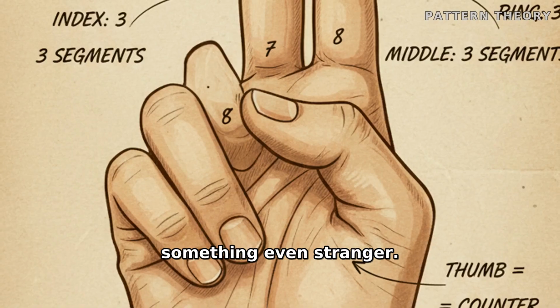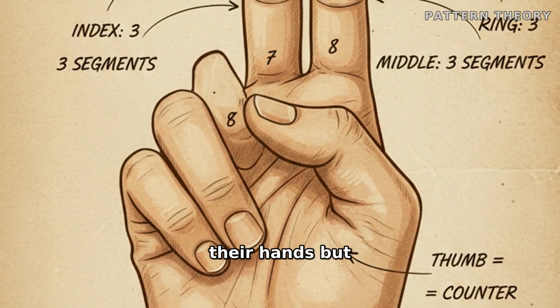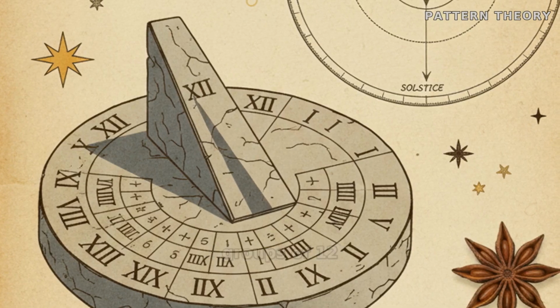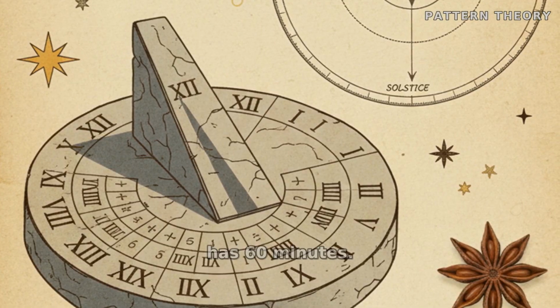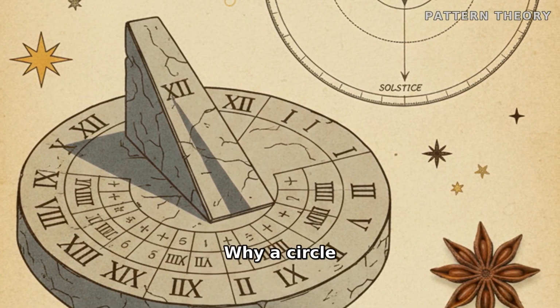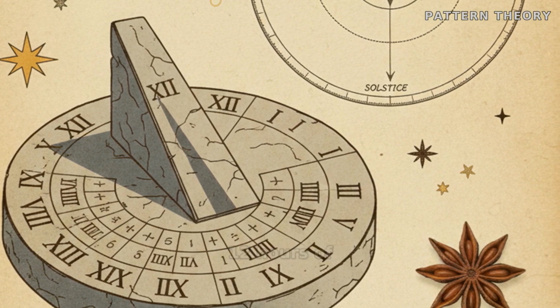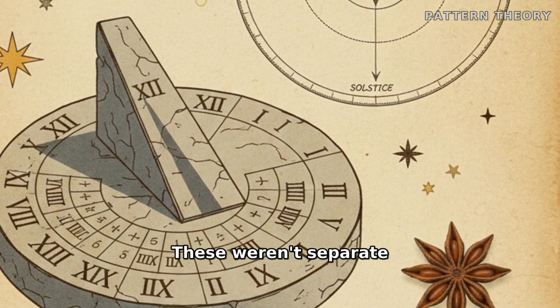10 leaves you doing fractions in the dirt. Then they did something even stranger. They counted on their hands, but with the thumb touching the 3 segments of each finger. 4 fingers, 3 segments, 12. Use the other hand to count groups of 12, and you get 60, which is why an hour has 60 minutes, why a circle has 360 degrees, why the day was split into 12 hours of light and 12 of dark. These weren't separate decisions.